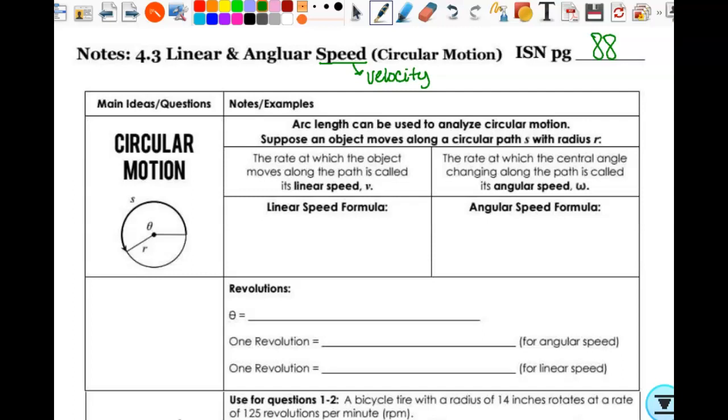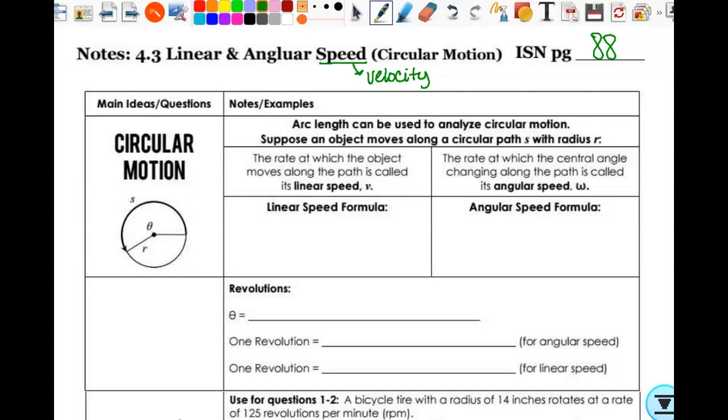Okay, so speed gives you magnitude. Velocity also gives you direction. So sometimes the words are used interchangeably, but they're not really the same thing. It is possible that speed and velocity could be the same thing in given situations, but not always.